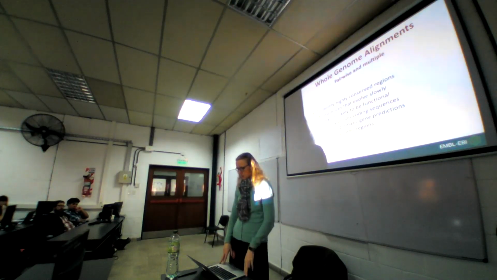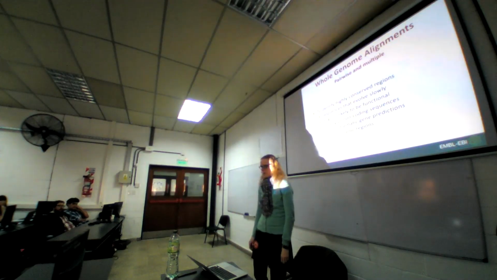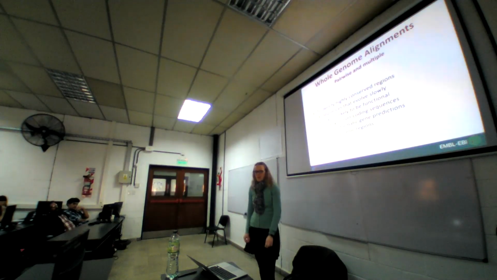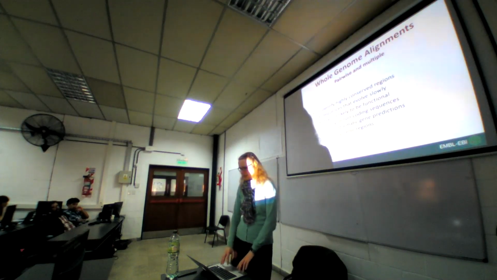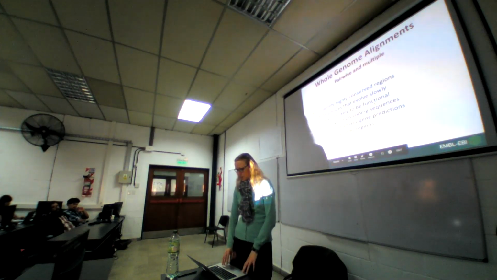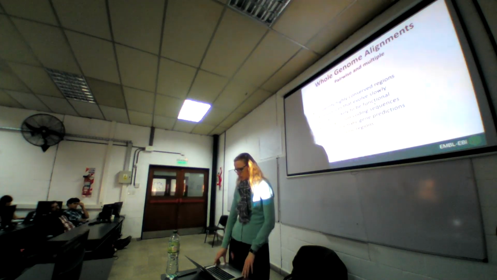You can also use whole genome alignments to look at regions where you think that there may be a problem with that region, that the gene annotation looks a bit dodgy or something like that. And you can check this with an alignment. And finally, they are used to define syntenic regions as well.